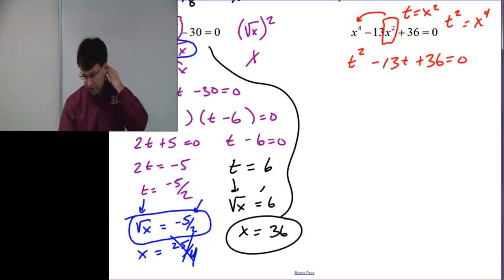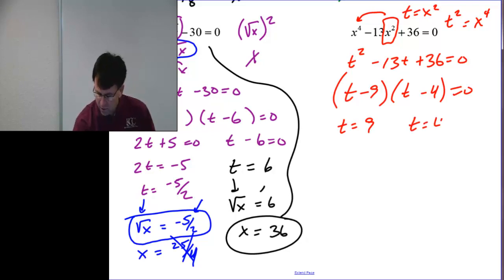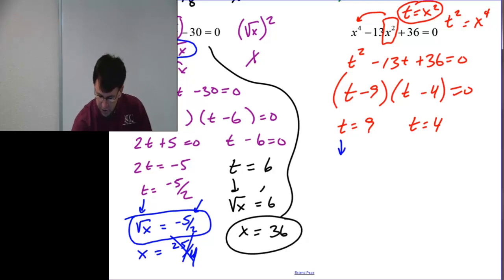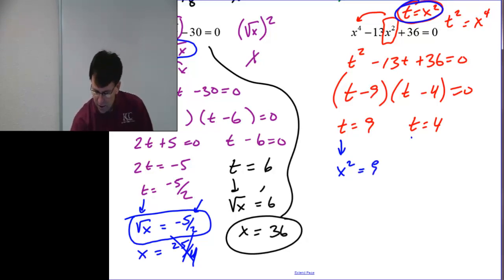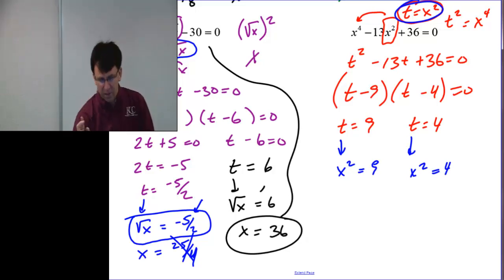I hope that's factorable. I think I see a 9 and a 4, so t minus 9 and a t minus 4 equals 0. That means t equals 9. That means that t equals 4. Now, I didn't know what t was, but t actually took on the value of x squared. So right here, when I have the t, that's going to go back to x squared because of this right there. That's what a t was worth. So x squared equals 9, and then down here, this is going to be x squared equals 4. Again, it's x squared going to both places because that's what a t is worth.